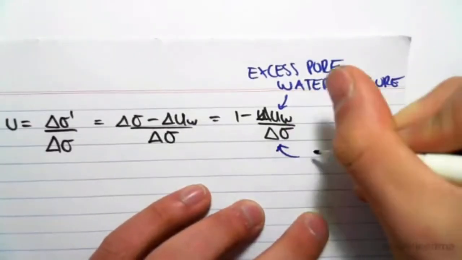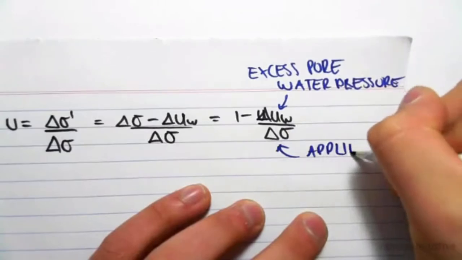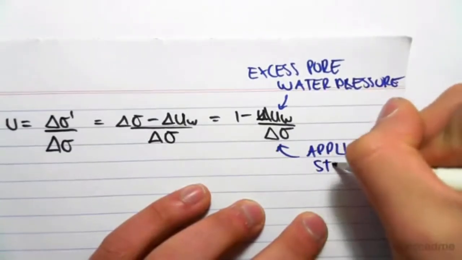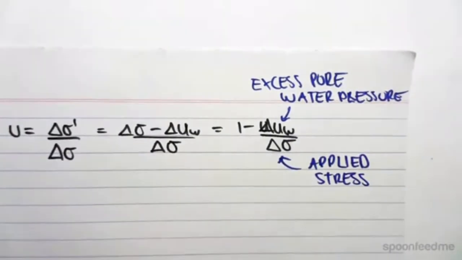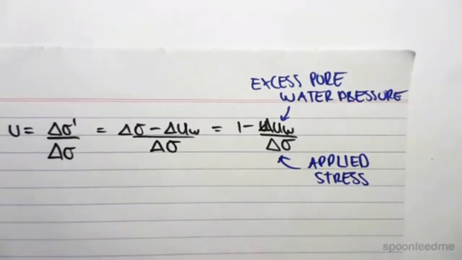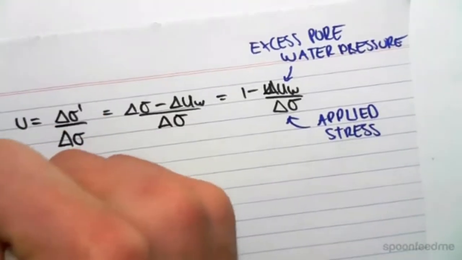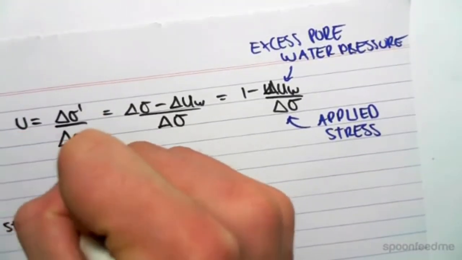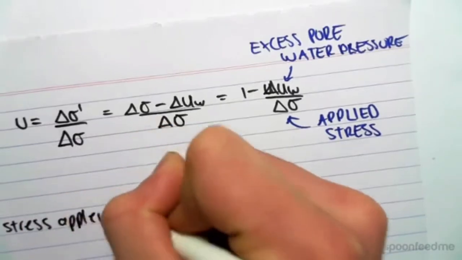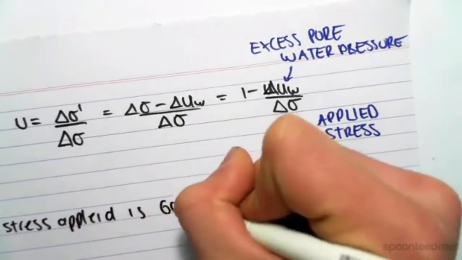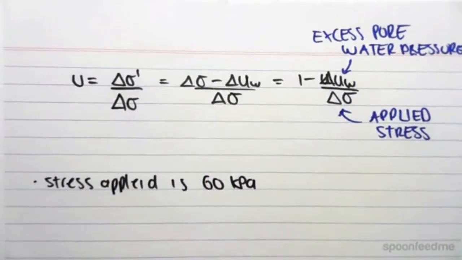And this is the applied load or stress, so the applied stress to our system. Okay, so now we're going to go do an example to see all these things in action. So let's say we had an applied stress. So the applied stress is 60 kPa. So we've applied a stress of 60 kPa.